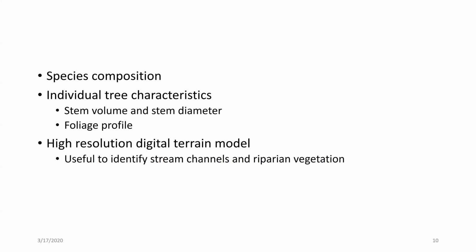So from the point cloud, we can look at a cluster of trees and also individual trees. We can look at the stem volume, stem diameter, the foliage composition, the density of the leaves, and so on. And in some cases, this information is used to identify the species, and it could be at a broad level, whether we're looking at a deciduous tree or an evergreen tree and so on. And the high resolution digital terrain model derived from this point cloud data is also very useful to identify stream channels and riparian vegetation.